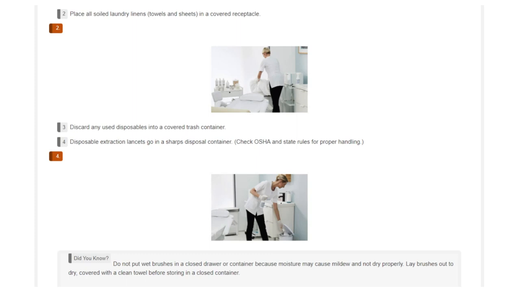2. Place all soiled laundry linens, towels and sheets in a covered receptacle. 3. Discard any used disposables into a covered trash container. 4. Disposable extraction lancets go in a sharps disposal container. Check OSHA and state rules for proper handling. Did you know? Do not put wet brushes in a closed drawer or container because moisture may cause mildew and not dry properly. Lay brushes out to dry, covered with a clean towel before storing in a closed container.